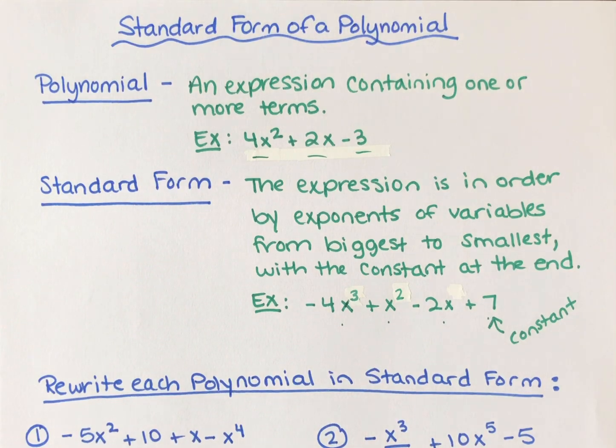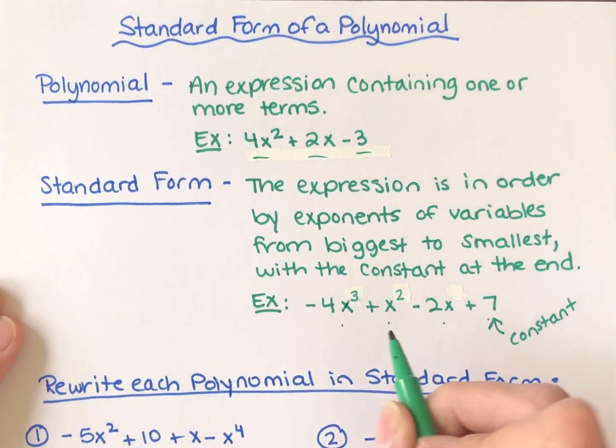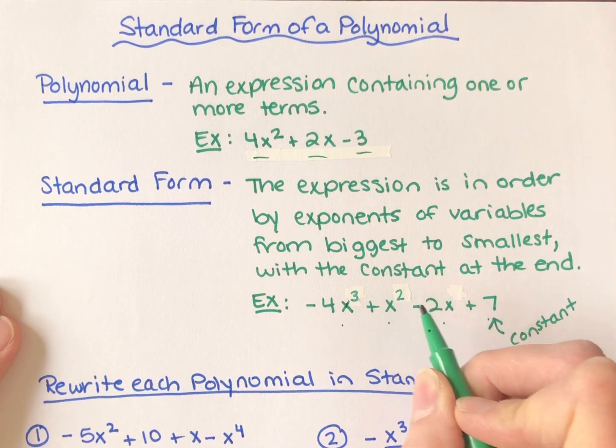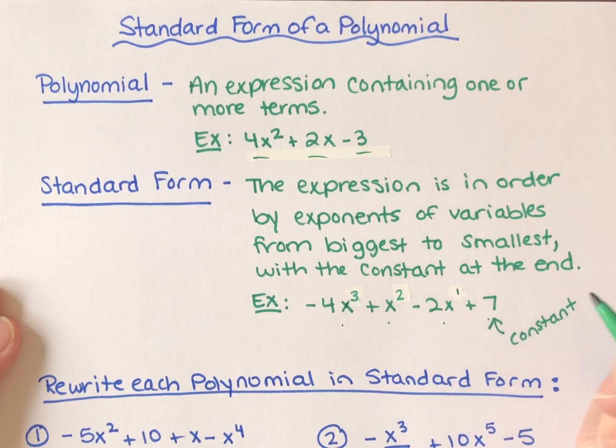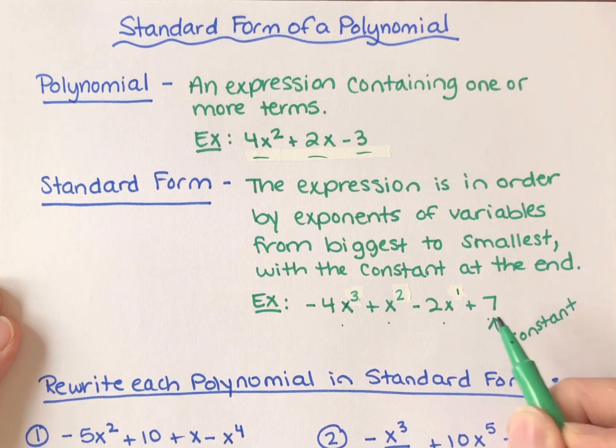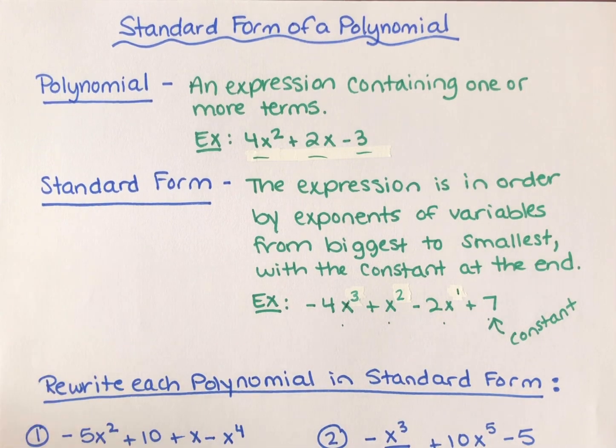That is in standard form because the exponents go in decreasing order. I have x to the third, followed by x to the second, followed by the x term. Remember, that's really x to the first. So you can see it goes 3, 2, 1. That plus 7 at the very end, that's a constant. So remember, constants do not have variables attached to them.